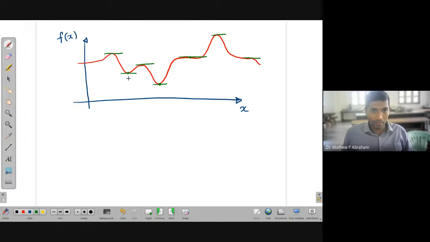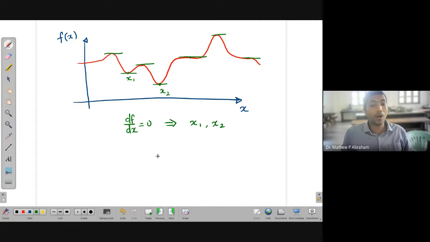I'll denote these as x1 and x2. These are minimums, right? This is a minimum, and this is also a minimum. If you take the first derivative, that means df by dx equal to 0, the solution of this will give me x1 as well as x2, and there will be other solutions as well. For the moment I am not considering the other solutions.